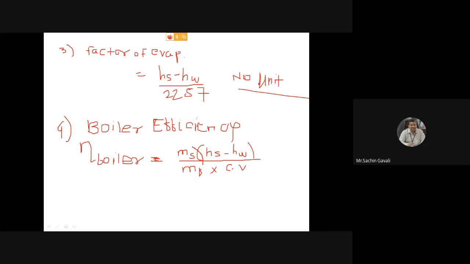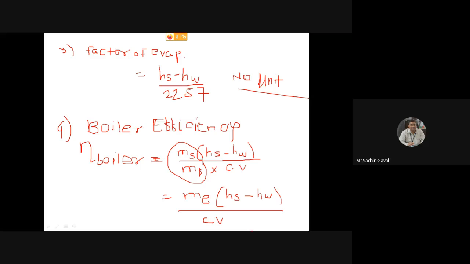If mf amount of fuel is burned in the boiler with calorific value Cv, then this Ms upon mf we call Me, so efficiency is Me into bracket Hs minus Hw divided by Cv, where Cv is the calorific value of the fuel. I think up to this point we have completed that lecture. Okay, now we'll go directly to the examples. Are you ready with steam tables and calculators? Yes, sir.